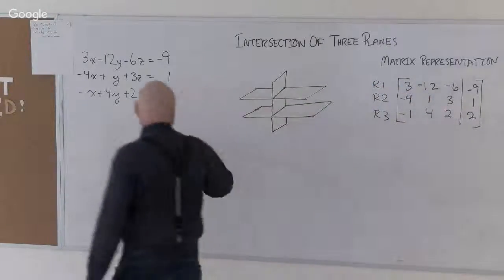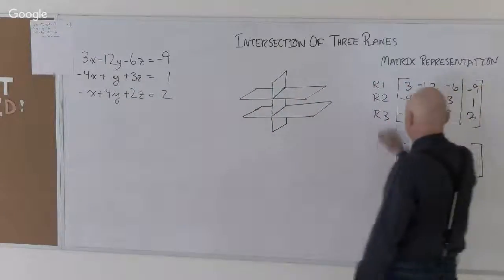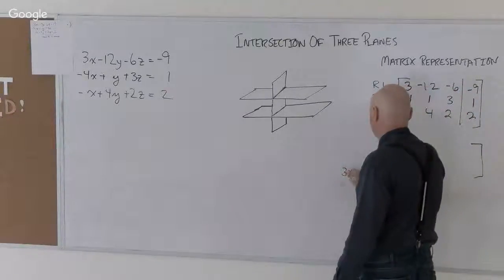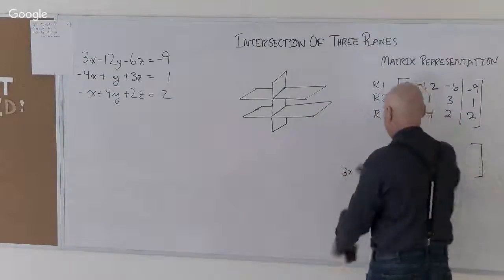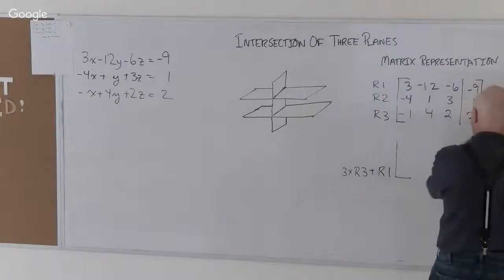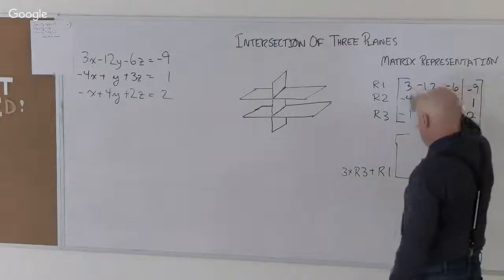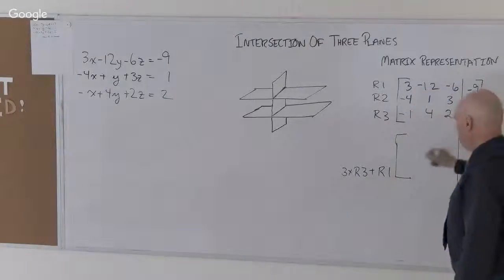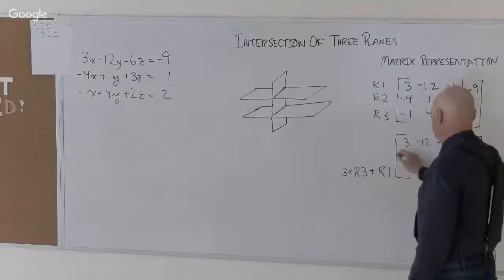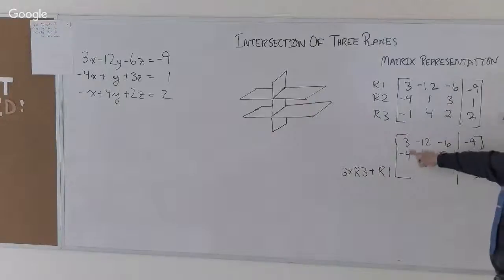Okay? So let's try taking 3 times row 3 plus row 1. That's what we're going to do. We're going to flirt with danger here, and we're going to look at what it looks like. So 3, -12, -6, -9. We're not going to look at this one, but if I do these two together, I'm going to get a line.